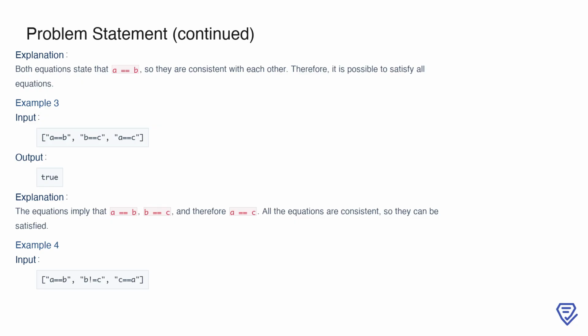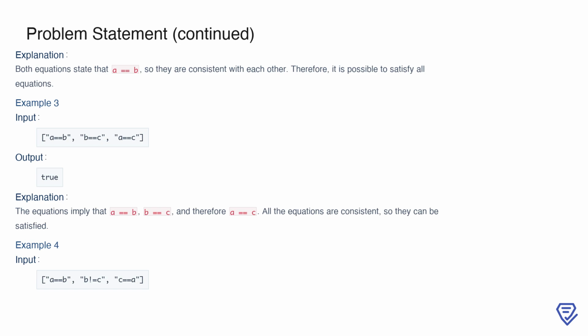Here's another example to illustrate a slightly more complex scenario. If the input is A equals B, B equals C, A equals C, the equations form a chain of equalities, A equals B, B equals C, and therefore, A must also equal C. These equations are consistent with each other, so it is possible to assign values to the variables such that all equations are satisfied. The output for this example is true.